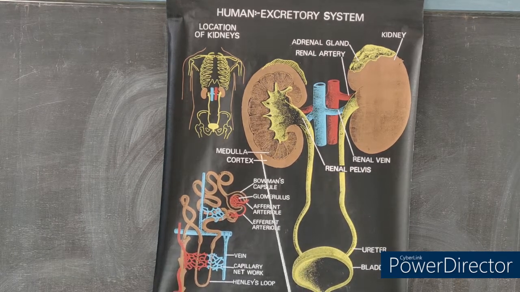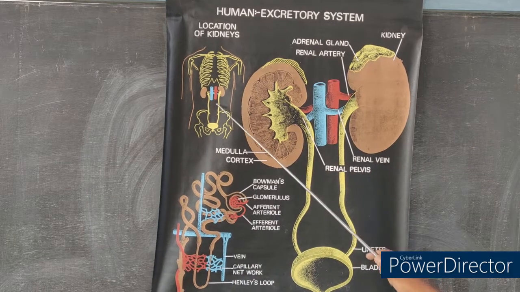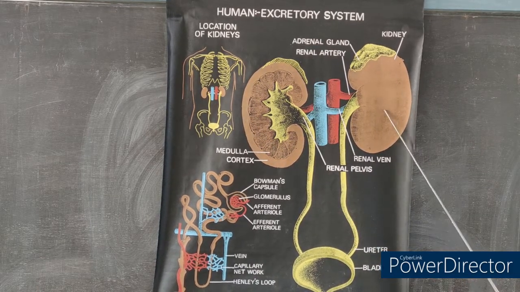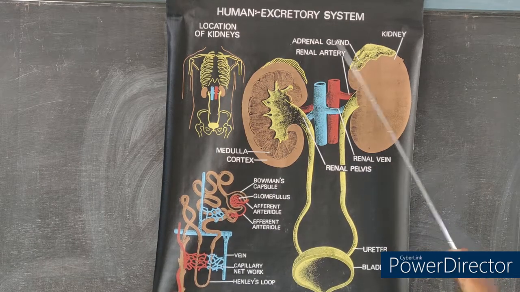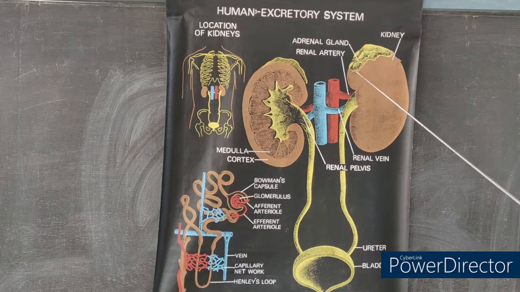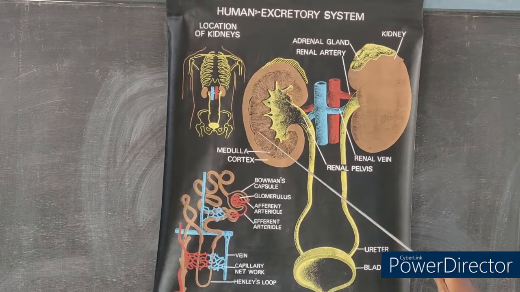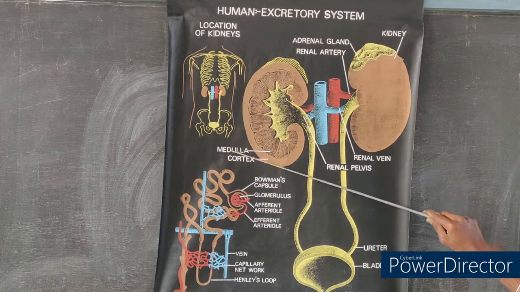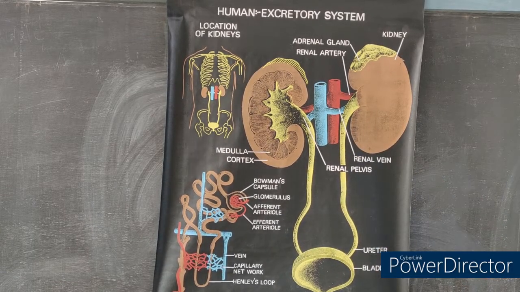Now come to this picture where the magnified human excretory system is shown. These are the two kidneys, which look like a bean. Bean-shaped kidneys, one on the right hand side and the other on the left hand side. This is an internal structure of a kidney. For the time being this is not necessary.